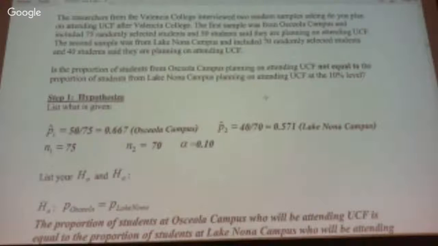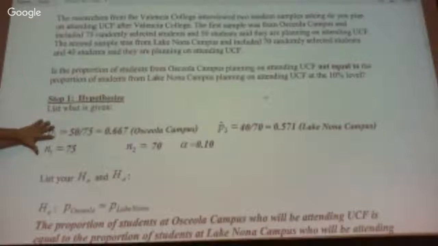The first sample from Osceola included 75 randomly selected students, and 50 of them are going to UCF. The second sample is taken from Lake Nona and had 70 students, and 40 of them are going to UCF. So do I have 2 numbers or do I have 2 fractions? 2 fractions, 2 separate groups. So it has to be a what? 2 proportion Z. And it tells you that we're looking for not equal to, and it tells you that alpha is 10.